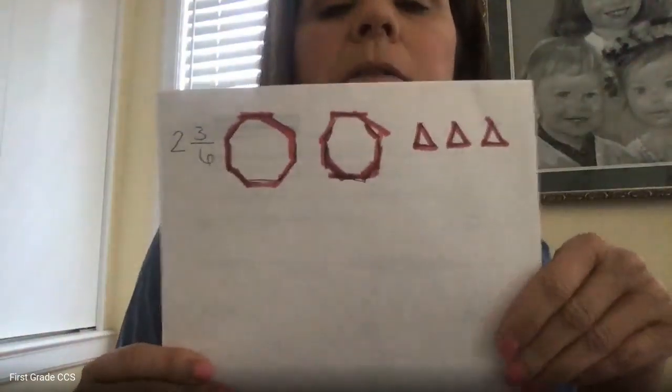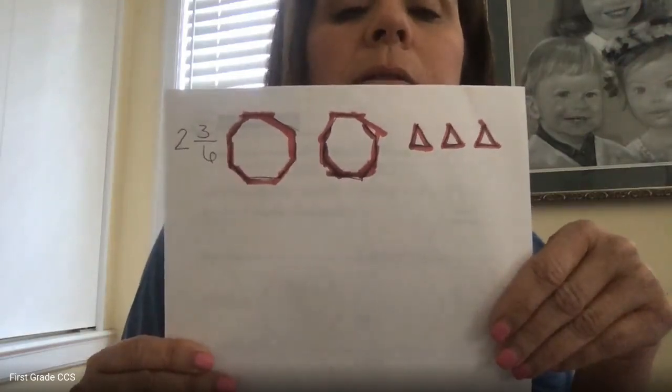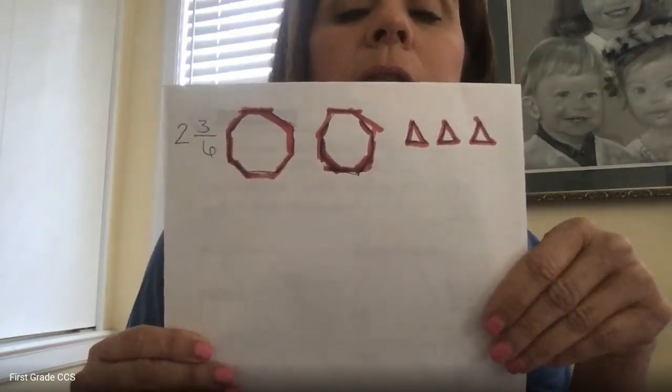So we know that 2 will be represented by 2 hexagons, right? That'll be 2. And then it says 3/6. So think which shape used 6 as the denominator. The trapezoid was 2, the rhombus was 3, and the triangle is 6. So if you would draw 3 triangles next to the 2 hexagons, that would show 2 and 3/6. Okay, I hope that makes sense.